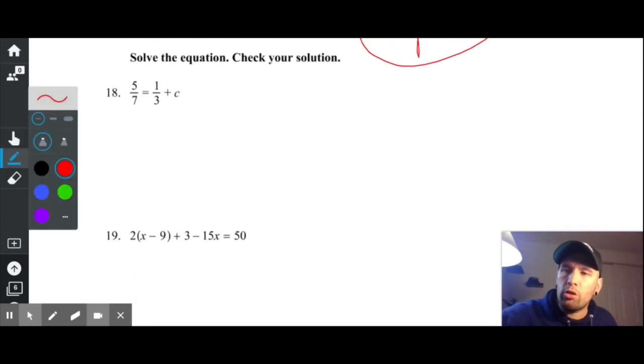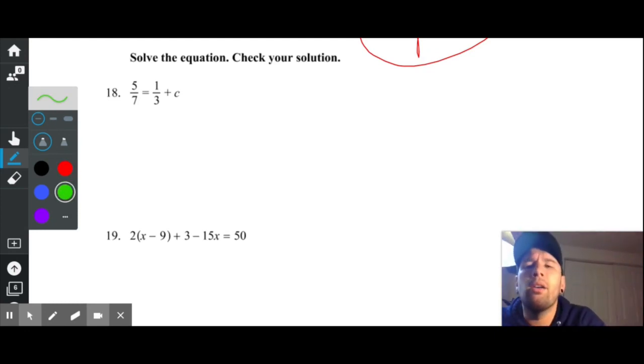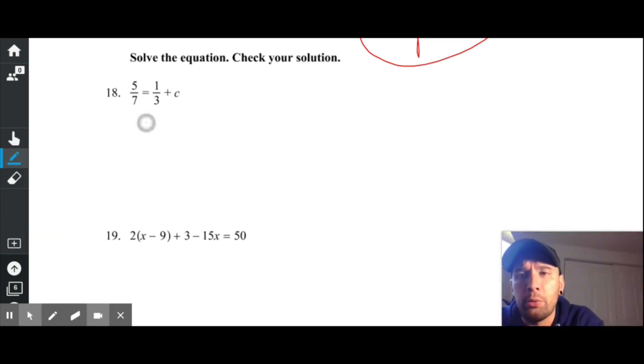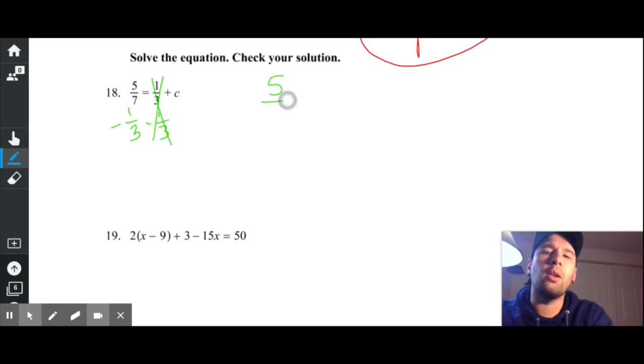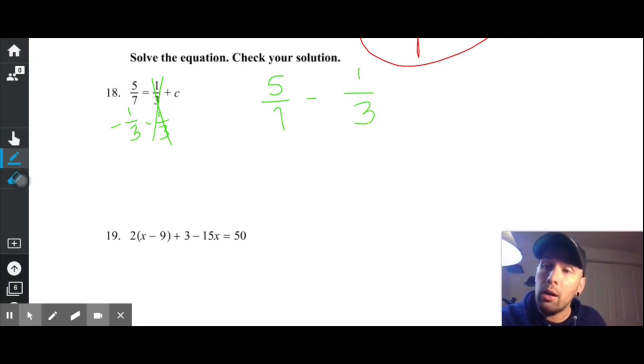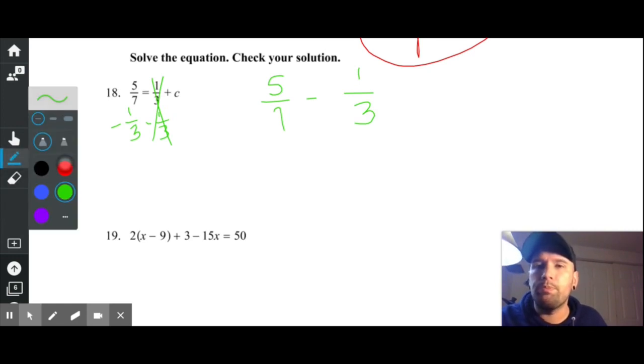All right, more solving. This looks bad, but it's actually not that bad. I have c plus a regular number, so I have to subtract that regular number from both sides. You're tempted to do a reciprocal thing, but don't. What we have on the left is 5/7 minus 1/3. I could use my calculator for this, but I'm going to write everything out and do this problem the way we would way back in the day when the teacher forced us to do fractions without calculators. So I need a least common denominator, which is going to be 21.